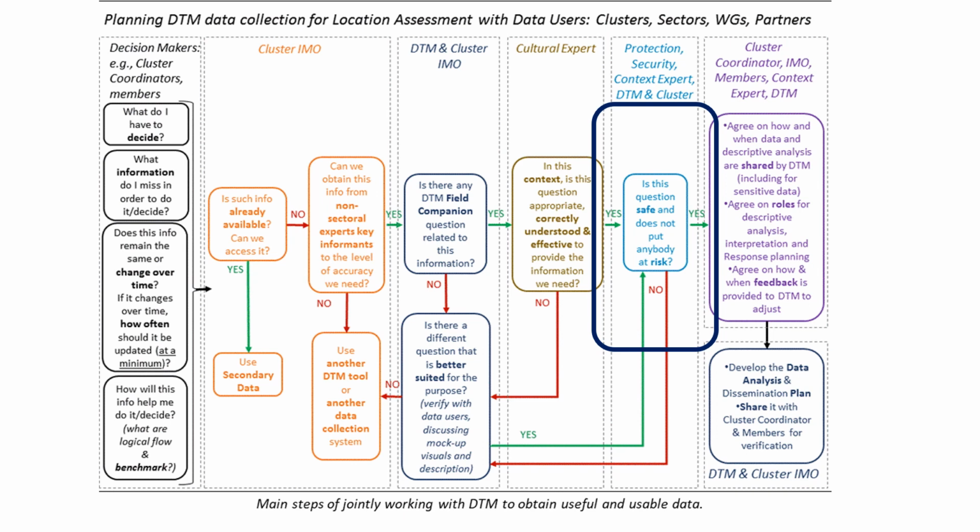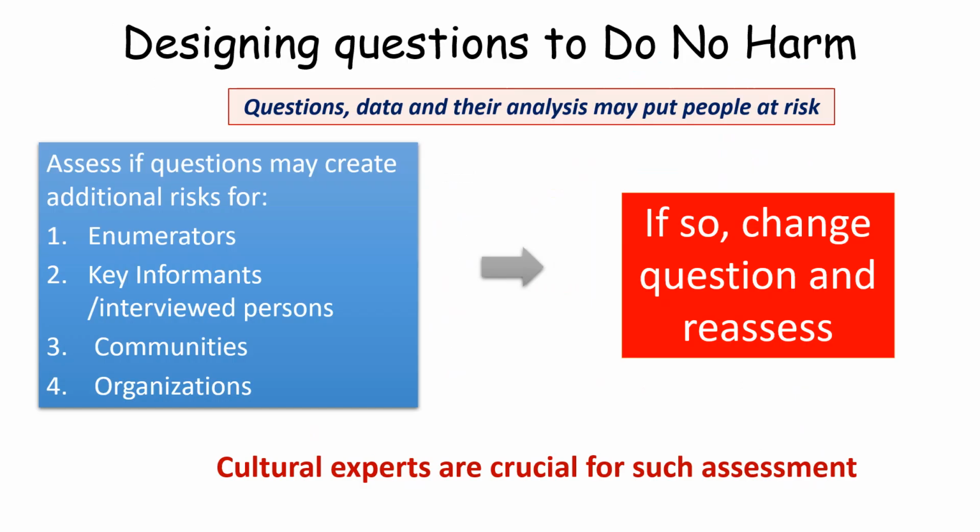A very important step before finalizing the data collection tools is to ensure that the questions, the results, and the analysis is not likely to create harm. As questions, data, and their analysis may put people at risk, DTM and partners must assess if questions may create additional risk for enumerators, for key informants or any interviewed person, for communities, and for the organization themselves. If they do, the questions must be changed and reassessed. Context or cultural experts are crucial for such an assessment.